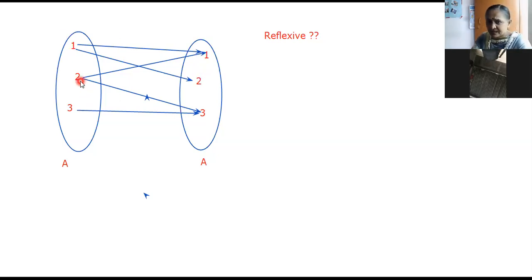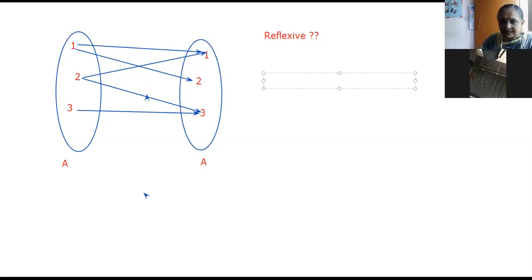What about two? Is the two related to itself? No, there is no relation from 2 to 2. What about 3? Yes, 3 is related to itself. If every element is related to itself, we call it reflexive. So what is your opinion? Is this relation reflexive? No, 2 is not related to itself. So what is your answer?